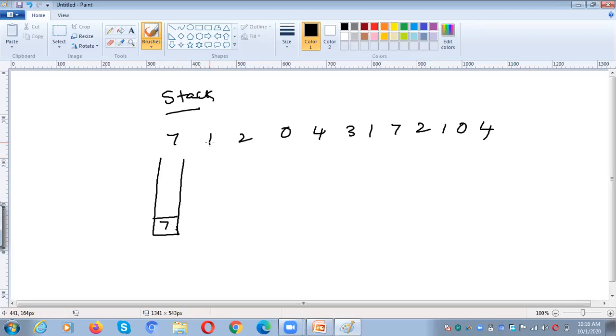And next, in those reference strings, we need to repeat the references: 1, 2, 0, 4, again 3, 1, and then 7, 2, like that. Otherwise, every page will be a page fault if you are not repeating.